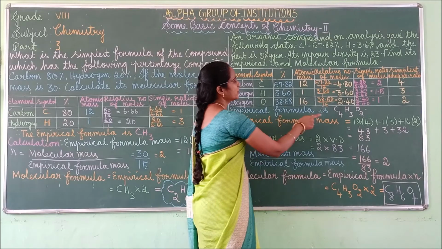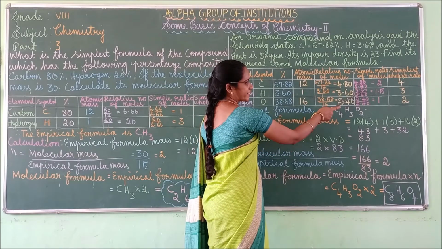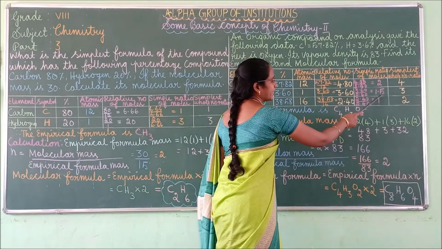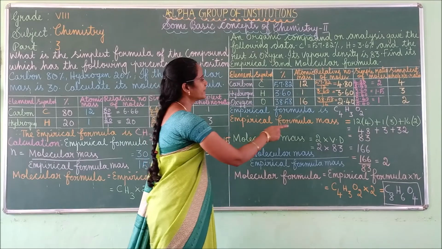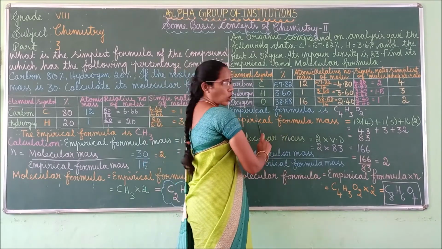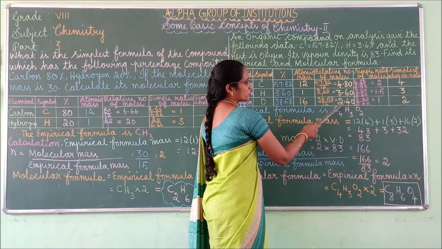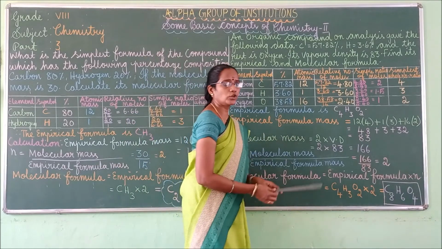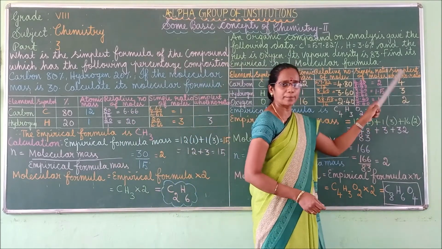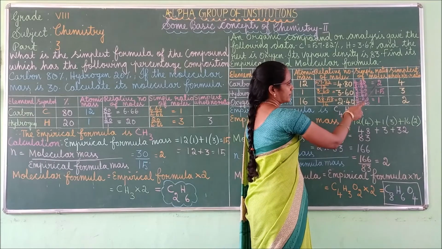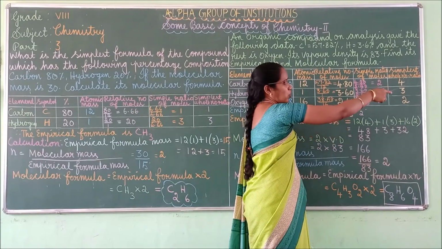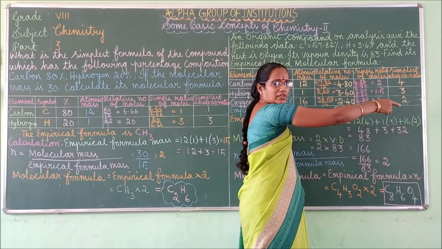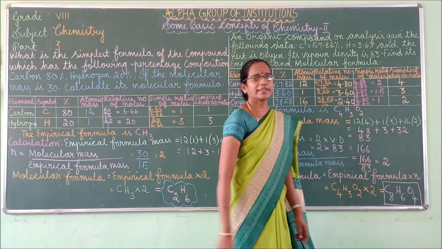Next, for hydrogen, the relative number of moles is 3.60 divided by the lowest ratio 2.40, so you will get 1.5. Next, 2.40 for oxygen. Divide this by the same lowest value, and you will get 1. Finally, you have to take the simplest whole number ratio. The ratio for carbon is 2, so the whole number ratio is 4. For 1.5 you will get 3, and for 1 you will get 2.